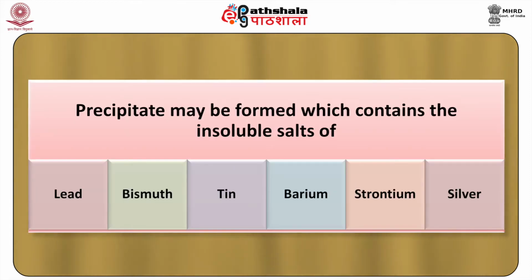The solution is then cooled and diluted with water in such a manner that the strength of the acid is about 10%. At this juncture, a precipitate may be formed which contains the insoluble salts of lead, bismuth, tin, barium, strontium or silver, etc. The precipitate is then filtered off and tested for the metals that have already been told to you. The filtrate will now contain all the other metals except mercury. It is then subjected to a systematic group analysis and quantitative determination subsequently as and when required.